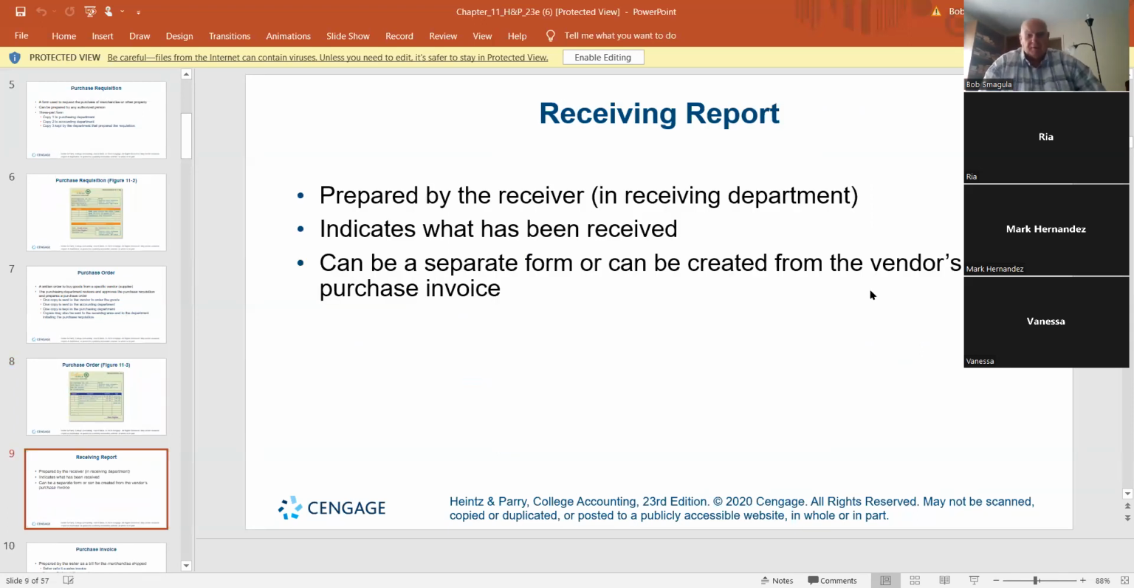And then a receiving report. This is an important one, I think, prepared by the receiving department. And it can be a separate form. It can be created from the vendor's purchase invoice. And the receiving report will eventually work its way up to the accounting department. And what your accounts payable person is going to do, he or she is going to take the invoice that you received from the vendor, take the purchase order, take the receiving report, and eventually, when the check is mailed, all four of those documents will be stapled together and filed away.